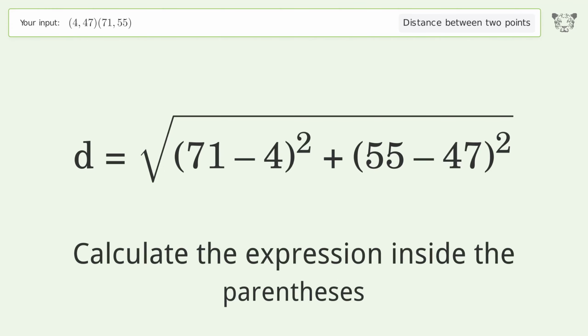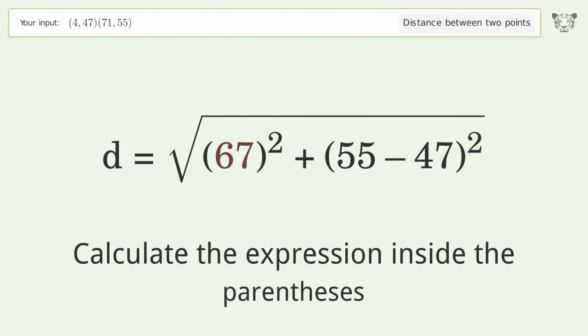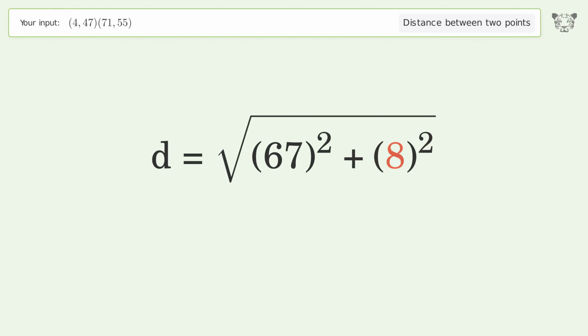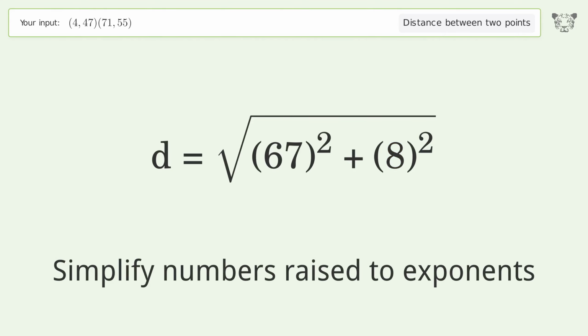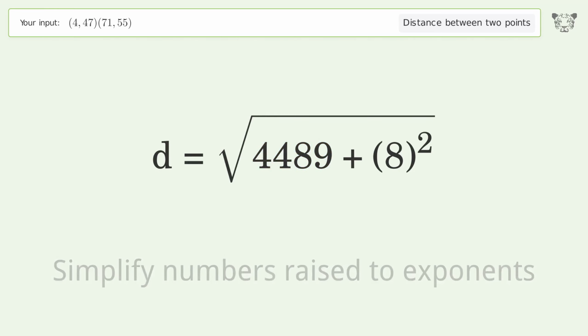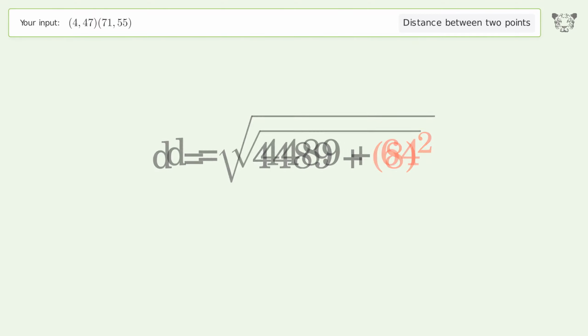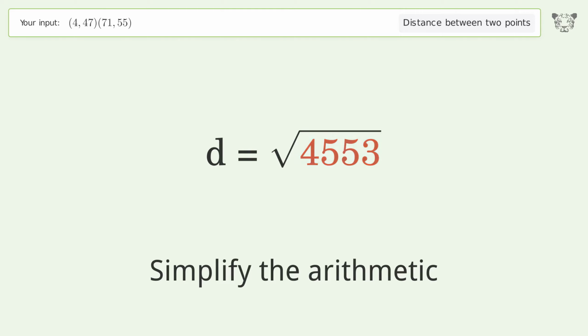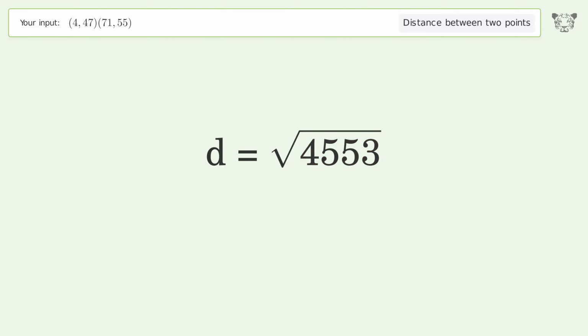Calculate the expression inside the parentheses. Simplify numbers raised to exponents. Simplify the arithmetic. And so the distance between the 2 points is the square root of 4,553, or 67.476.